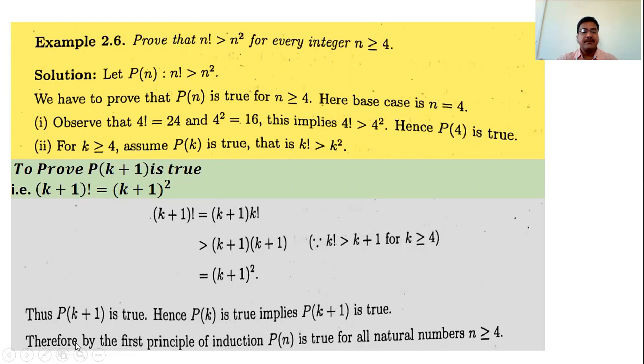This is the second step, and therefore by mathematical induction, Pn is true for all natural numbers greater than or equal to 4.